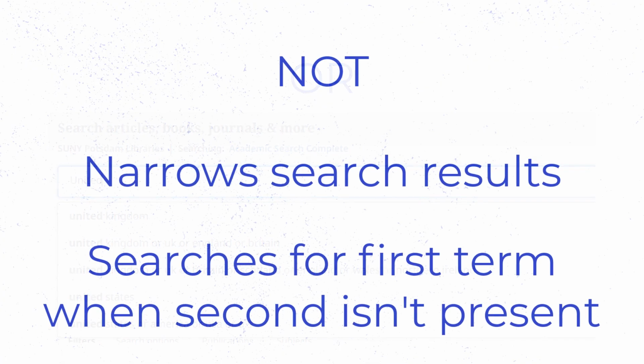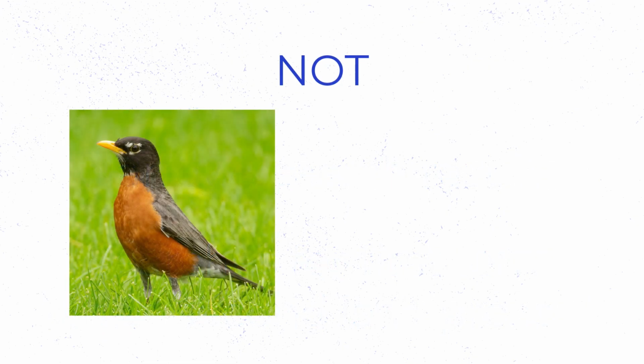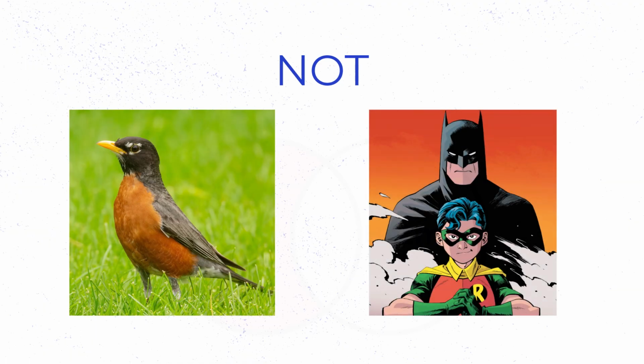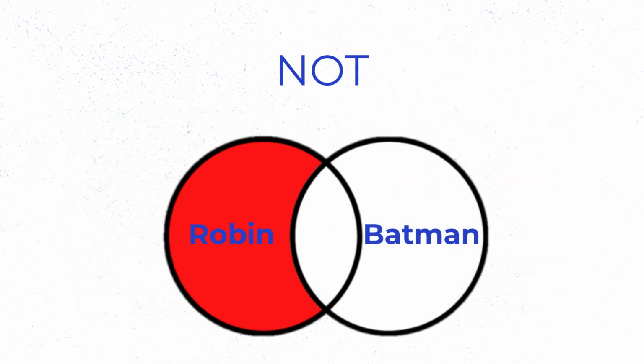Lastly, not narrows your results by giving you sources that contain the first term, but only when the second is not present. Say I'm taking a class about birds, and I want to write about robins, but searching robin keeps getting me articles about Batman. Search Robin, not Batman, and the database throws out everything mentioning Batman, even if Robin's there too.